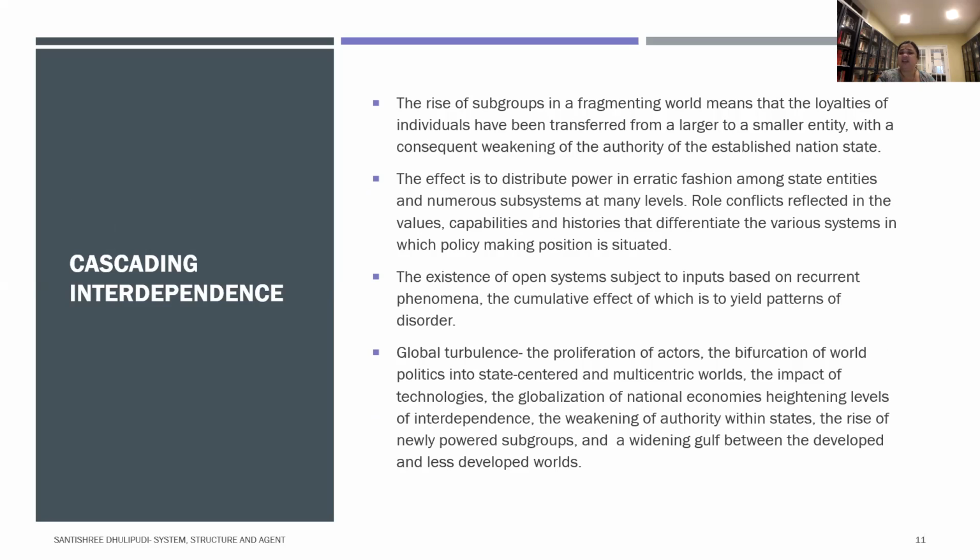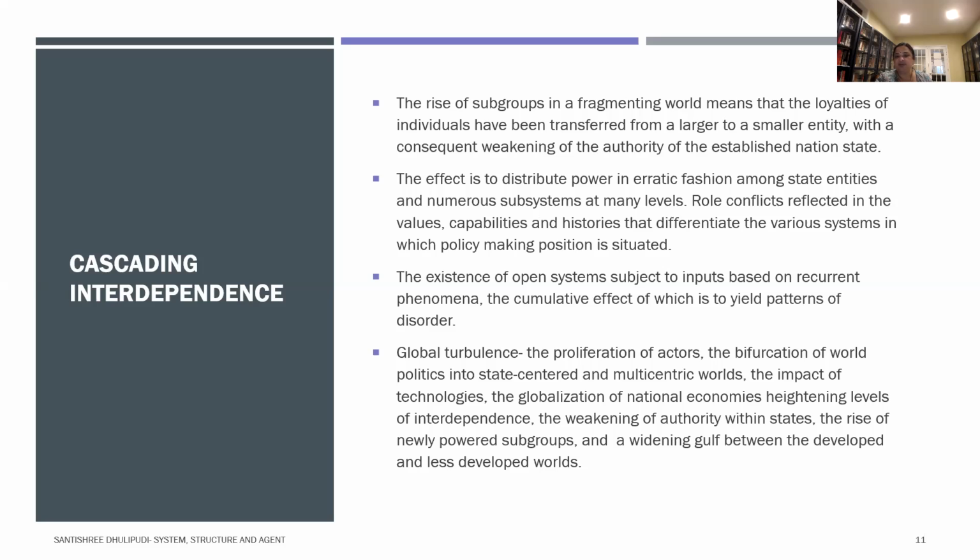Now, what is cascading interdependence? The rise of subgroups in a fragmenting world means that individuals have been transferred from a larger to a smaller entity, consequently weakening the authority of the established nation state. The effect is to distribute power in an erratic fashion among state entities and numerous subsystems at many levels. Role conflicts are reflected in the values, capabilities, and histories that differentiate the various systems in which a policy-making position is situated.